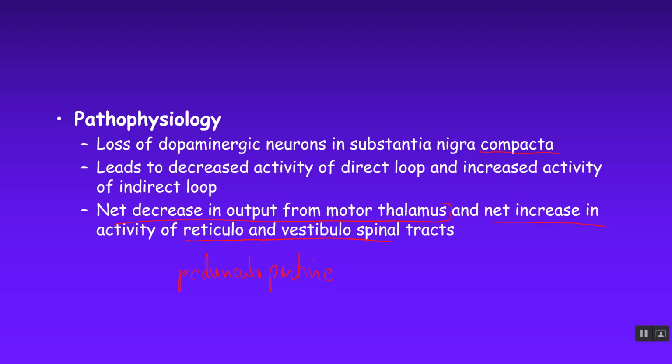Okay? So the influence over the cortex is for that goal-directed voluntary motor behavior. The influence over the brainstem, it does have some influence over some of that background postural set and tone that we have via the reticulo and vestibulospinal tracts.